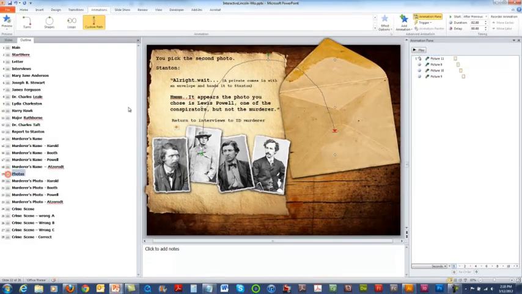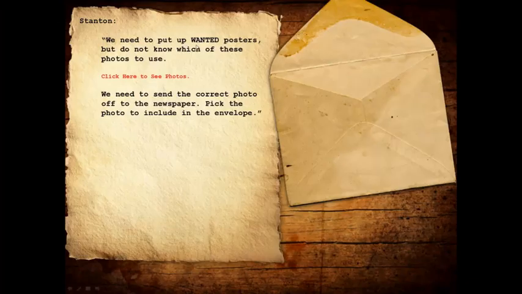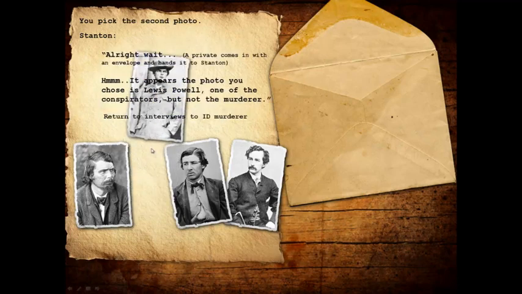So let's go back to our photos. I'm going to go to slideshow. I'm going to do it from current slide. We need to put up wanted posters. Click here to see the photos. I'm going to click. Photos come in. Now I need to pick the photo. Well, this is the one that we're using. So let's pick on Lewis Powell. We're going to choose him. Look at that. See, it automatically did it after we clicked on it because we jumped to that new slide.